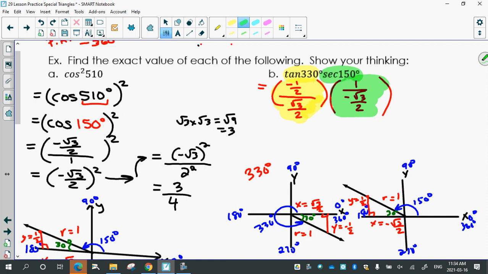Okay? So first let's clean up this one. This one we're lucky because we have 2 fractions dividing each other with the same denominator. So we can just divide the denominators out. And this becomes negative 1 over root 3.